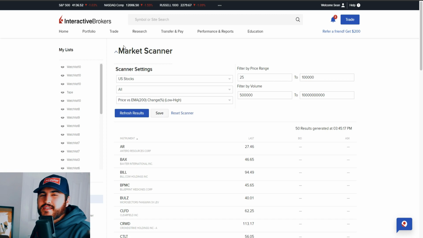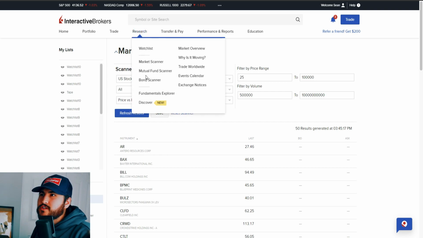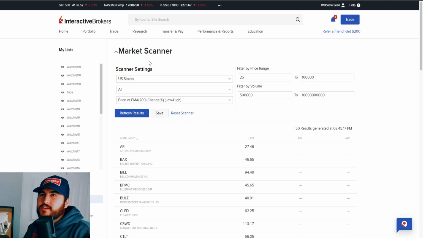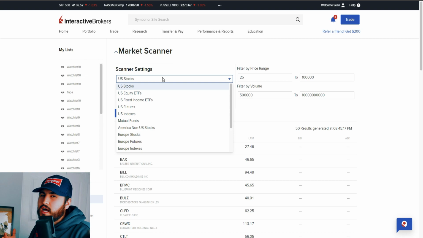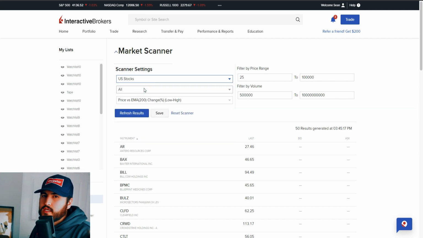like to trade. The next thing we're going to go over is how to scan through stocks on Interactive Brokers Client Portal. You're going to click on Research, then you're going to go to Market Scanner. And here I'm going to show you how to scan through stocks. Now, the first thing you're going to want to do is select what you're looking to scan through. For us, it's going to be US stocks, but as you can see, there are a lot of different things here. We're going to keep it basic and just focus on US stocks.